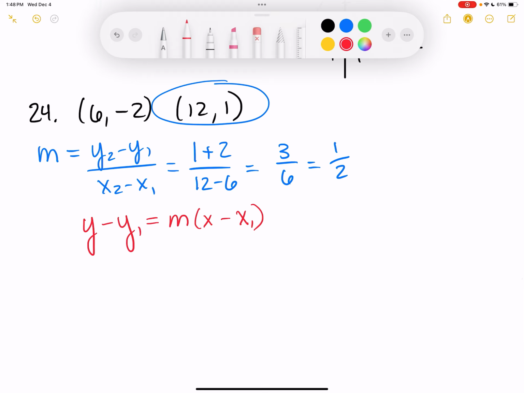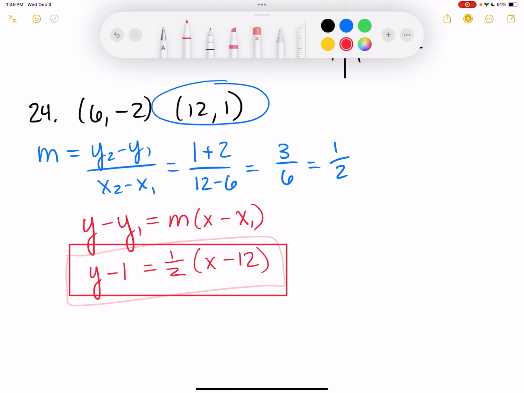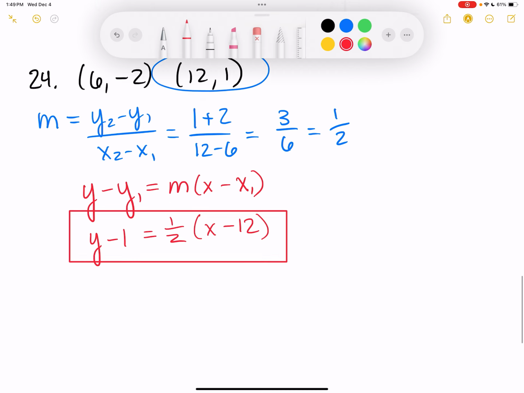All right, so now I need to plug in the numbers. So tell me what to plug in. Y minus 1 equals 1/2 times x minus 12. Yep. There's your equation. Nice and easy. Short.